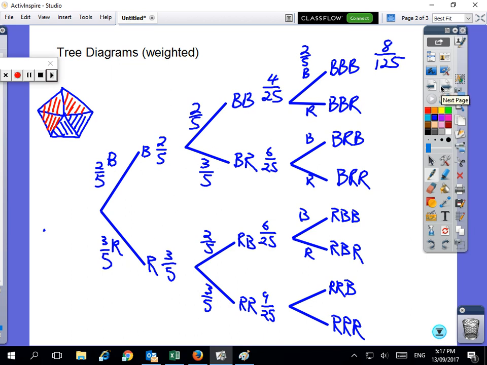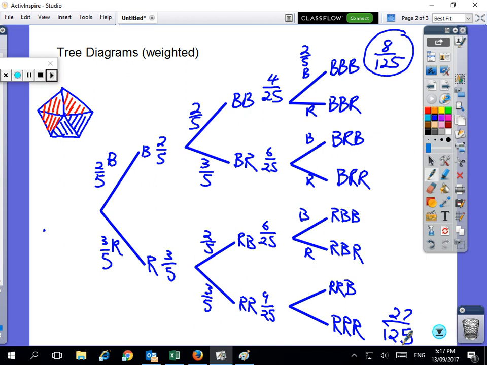And of course then you might be asked questions like, what are my chances of getting blue, blue, blue? And you would say 8 on 125. What are my chances of getting red, red, red? Well, that would be 3 on 5 times 3 on 5 times 3 on 5. So it would be 27 on 125. That's what your calculator does for you.